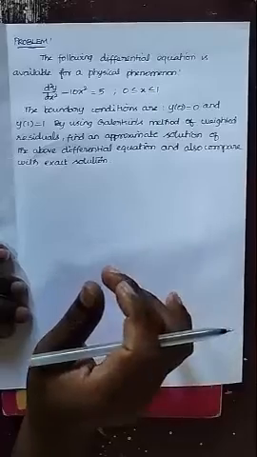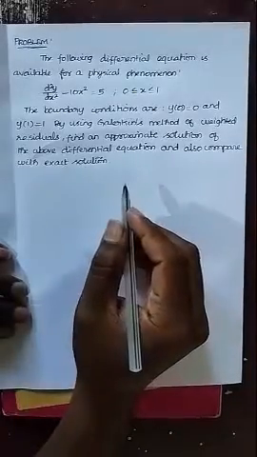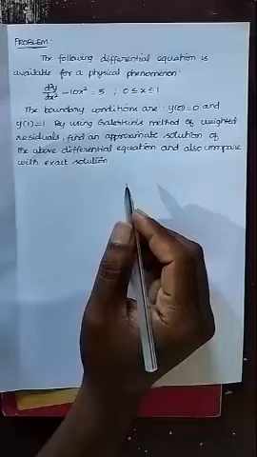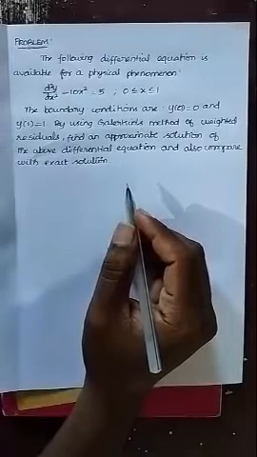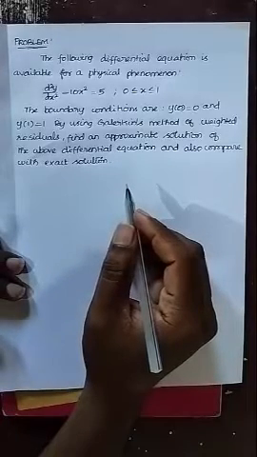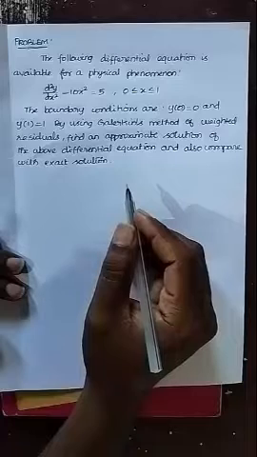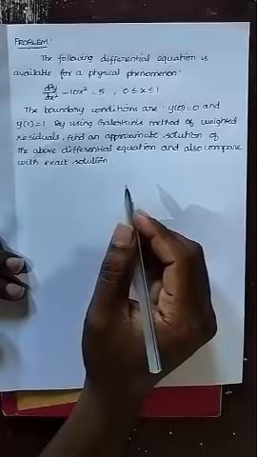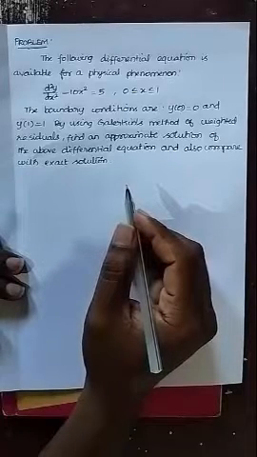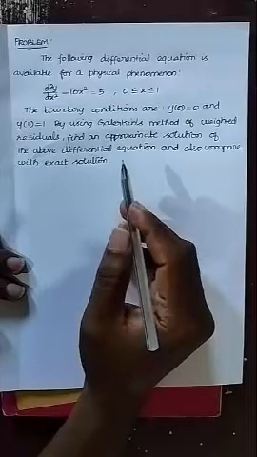Dear students, in this lecture video we are going to solve a problem on weighted residual technique. So this is the problem statement. The following differential equation is available for a physical phenomenon: d square y by dx square minus 10x square is equal to 5 within the limits 0 to 1.